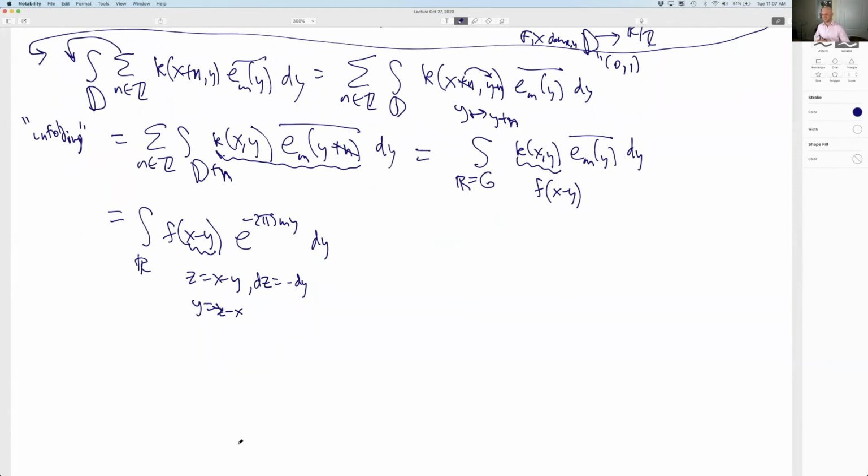Thomas, something you don't like? Sorry, why did the plus n go away when we did the unfolding? No, the one in e_m, the one in e_m of y plus n. Because e is a function that's on G mod gamma. It's on R mod Z. So it's invariant under translation by integers. Right, okay, makes sense. If you like, it's e to the 2 pi i m (y plus n), but this plus n is an integer multiple of e to the 2 pi i.